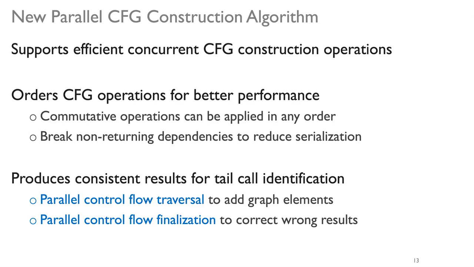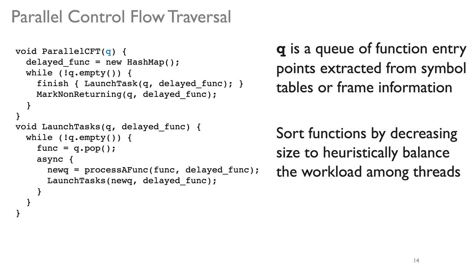The consistent results are achieved by doing CFG construction in 2 phases. The first phase is parallel control flow traversal to add graph elements. The second phase is parallel control flow finalization to correct the wrong results. Let's first look at the first phase, parallel control flow traversal. The algorithm takes Q as input, and Q is a set of function entry points extracted from the symbol table or frame information. We sort functions in decreasing size to heuristically balance the workload among threads, as large functions tend to require more time to analyze.